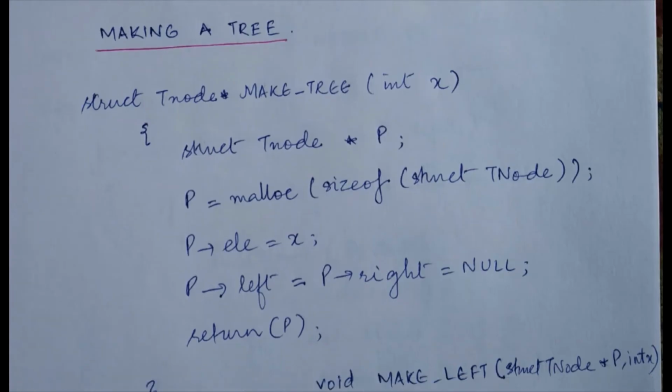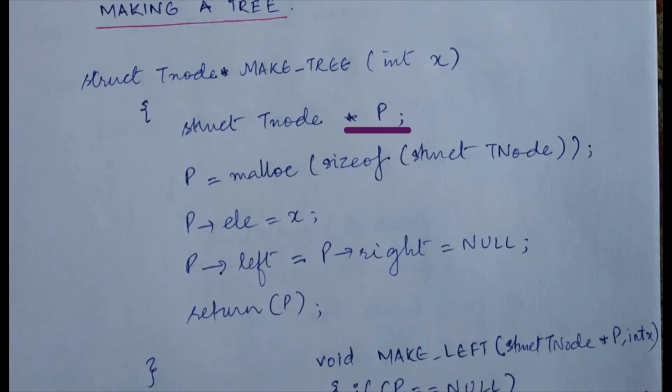So similarly in make tree, you first define a pointer of the type tree node. For this pointer, you use malloc for memory allocation. You can also do typecasting here, I've not done that. You put the element if you had to make the tree using x.